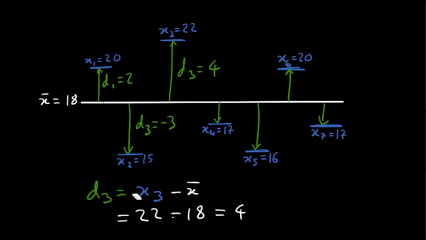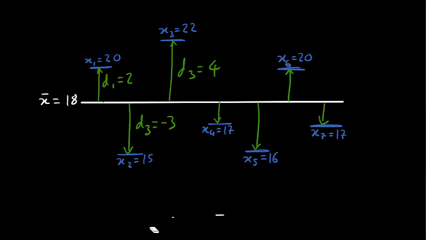Now let's look at my distance 4. I'm going to be looking at this distance here. So d4 is equal to x4, the difference between x4 and my mean.